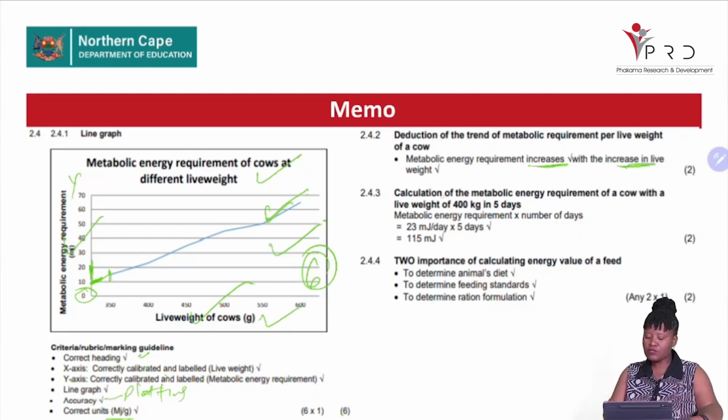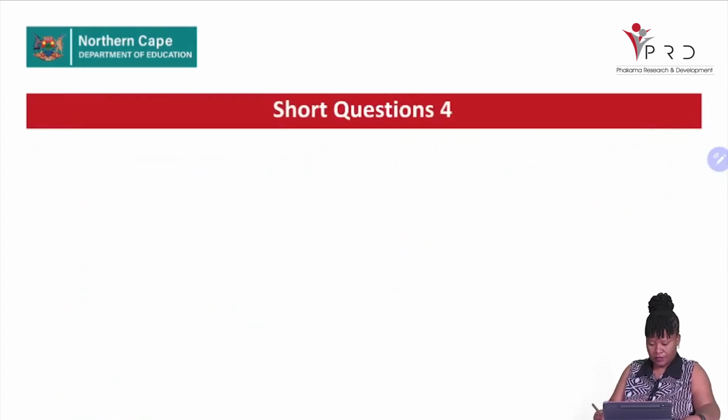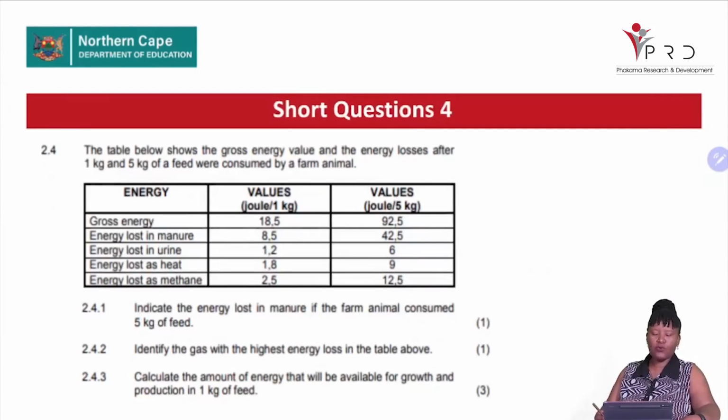You were also asked to do the calculations, so we dealt with that. We said metabolic energy times number of days. Metabolic energy requirement is 23 MJ per day, and the number of days is 5 days. That's why we had 115 MJ. The importance of calculating energy: we have animals' diet, the feeding standard, and the ration formulation, and more others. Let's look at 2.4.